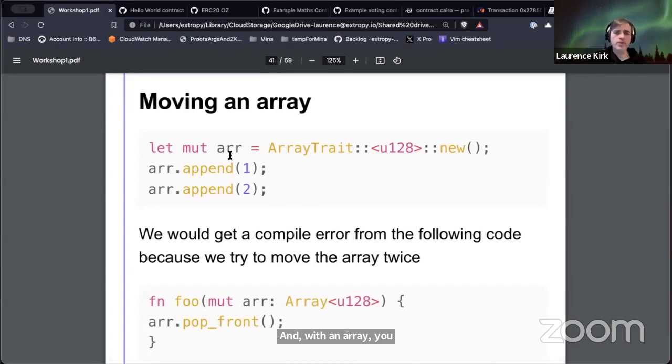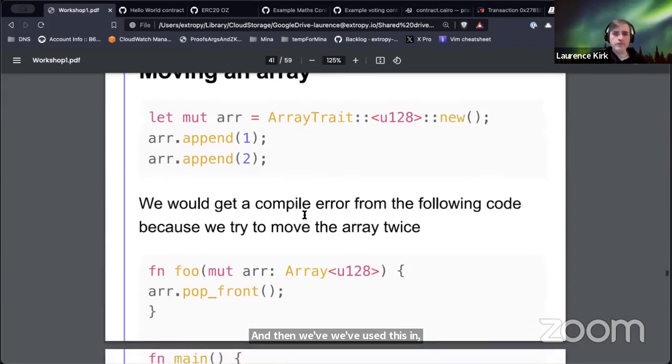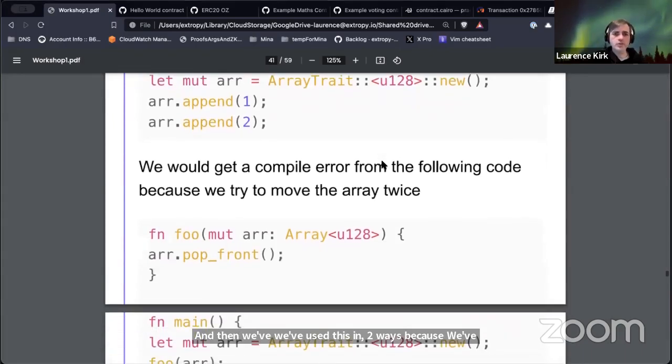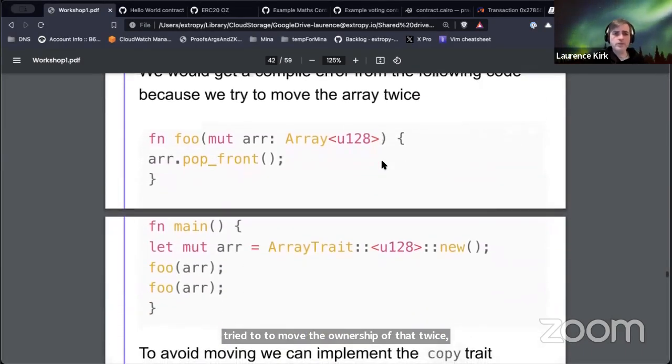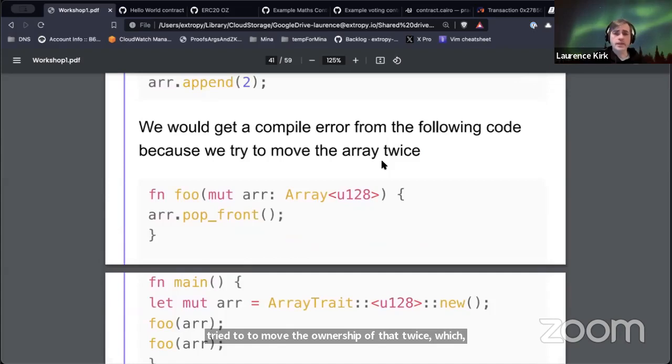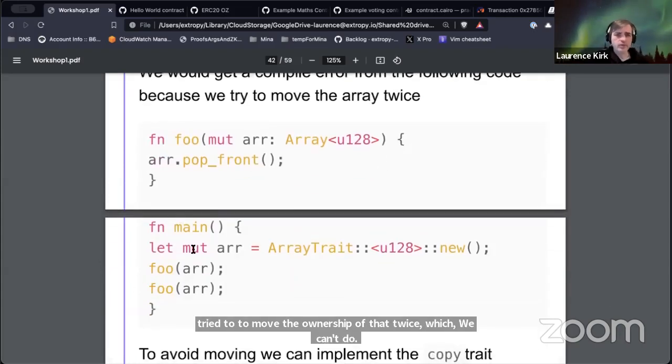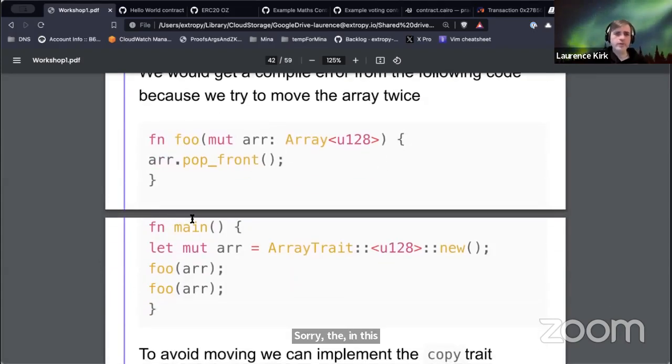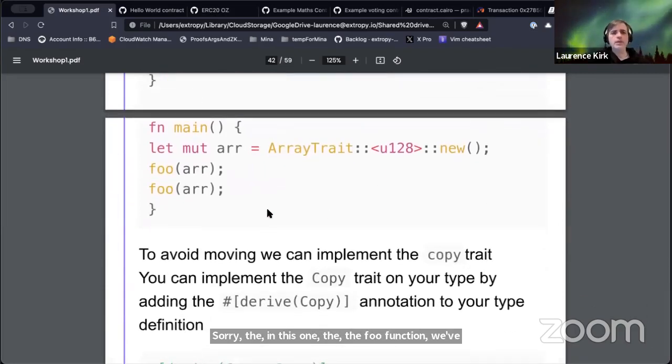This would not compile because we've created the array, and then we've used this in two ways because we've tried to move the ownership of that twice, which we can't do. In this one with the foo function, we tried to move the ownership when we pass this array into the foo function here, which we can't do.